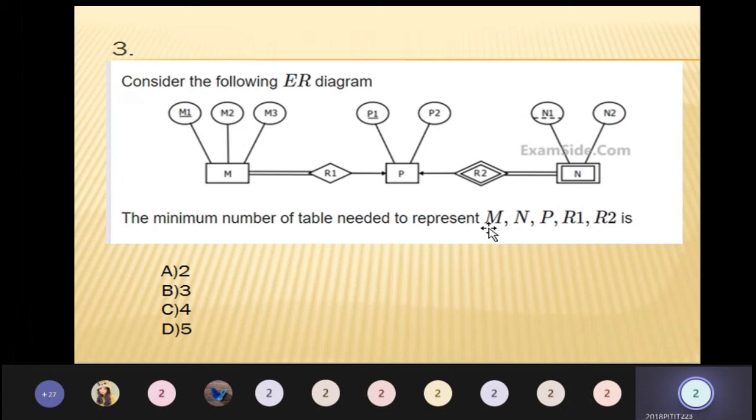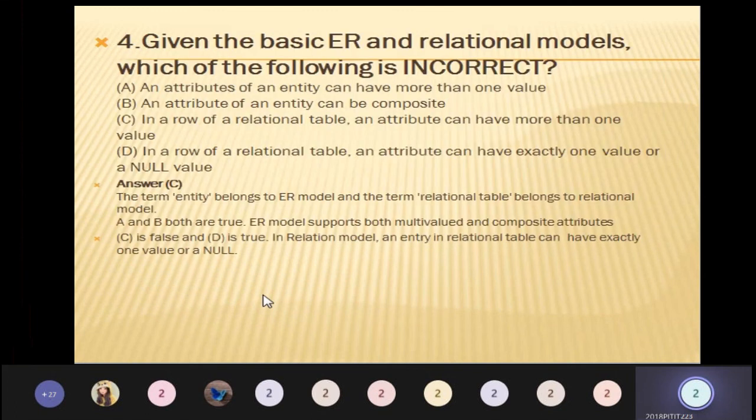That is the question of this figure. So in that figure, M1, P and N are three entities and R1, R2 are relationships. So we need a minimum of three tables. So the option is B. So B has a 3.